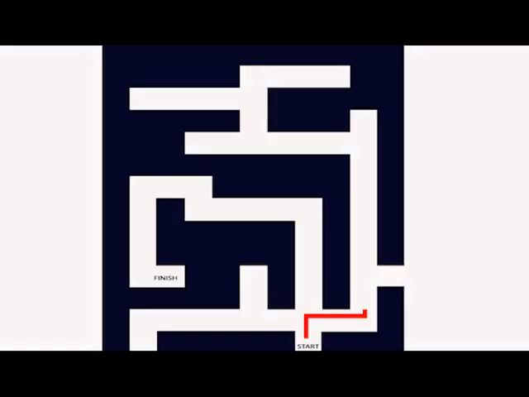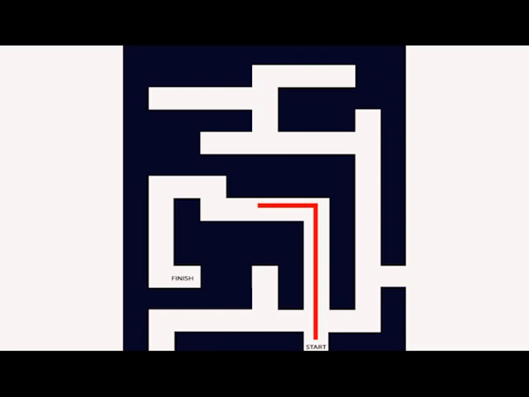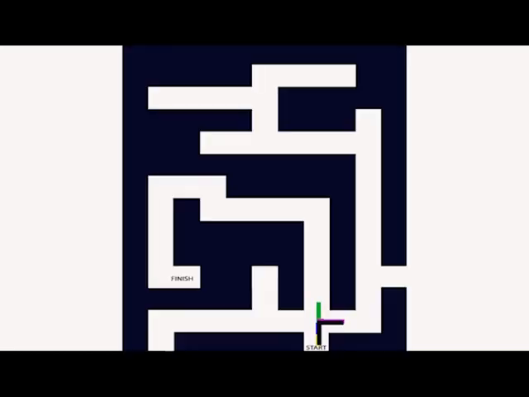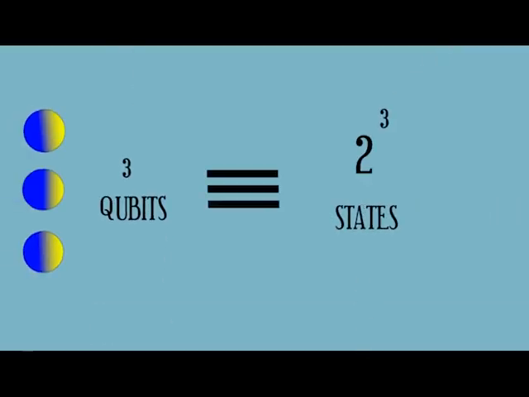This maze has 8 possible paths, only one of which will lead us to the exit. A classical computer would check each path one at a time, while a quantum computer would check all the 8 paths at the same time using just 3 qubits, because 3 qubits exist in 2 to the power 3, or 8, states. Wow! Quantum computers will make your life so much easier.